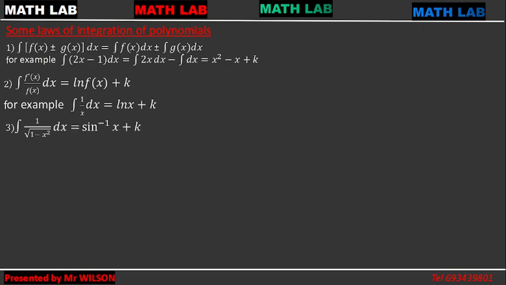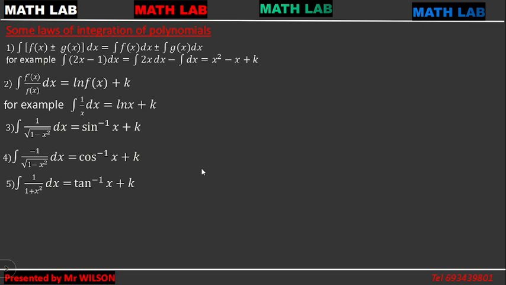Now the next law: the integral of 1 over the square root of 1 minus x squared dx equals sine inverse of x plus k. The other law says the integral of negative 1 over the square root of 1 minus x squared dx equals cos inverse of x plus k. Another one says the integral of 1 over 1 plus x squared dx equals tan inverse of x plus k. All these particular fixed forms, you are going to see how we apply them by taking examples and solving.